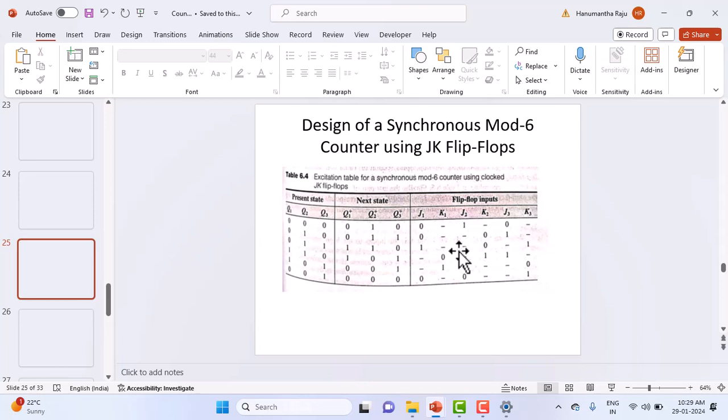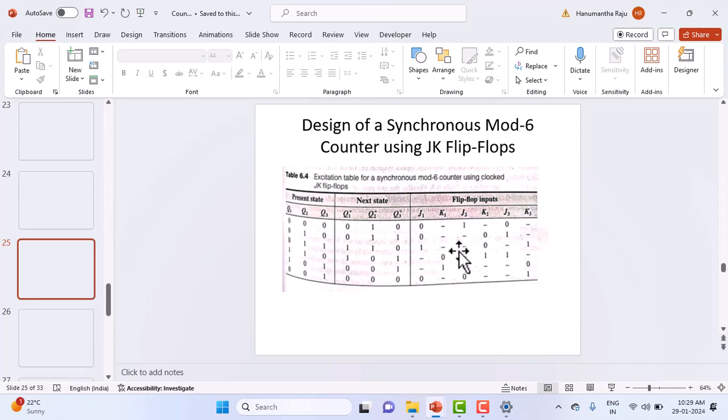Similarly, can you look at J2, K2? If you want to see J2, K2, look at Q1, Q2, or rather Q1 and Q1 plus. Present state is 0, next state is 1. What are J2, K2 required? It's 1 and don't care. Present state is 1, next state is also 1: don't care and 0. You should see the excitation table, the function table I showed you previously, and write all these things.